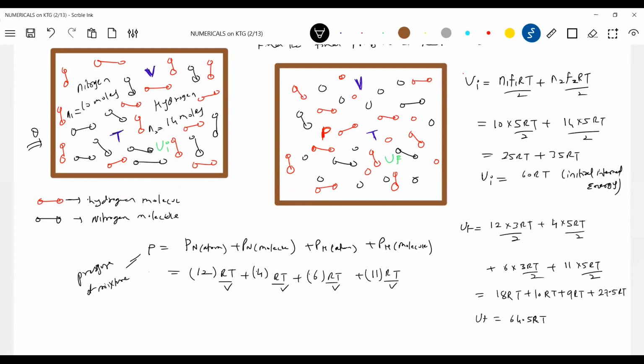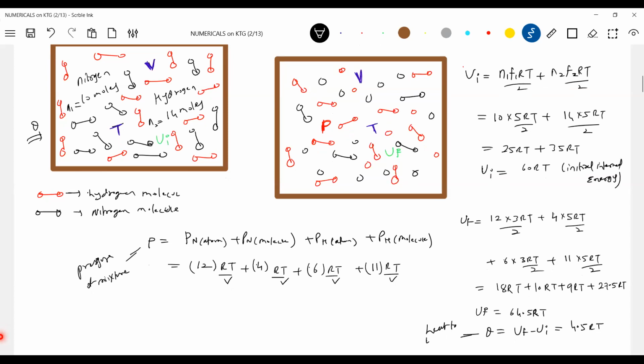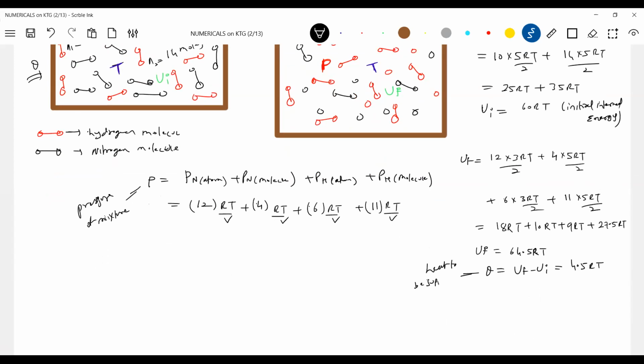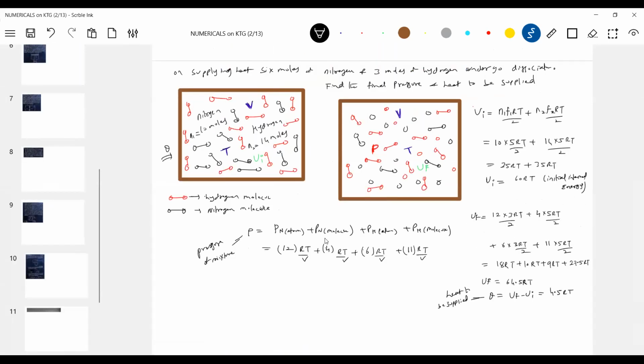The final energy got increased, no? So therefore, who should supply it? The external agent. So UF minus UI will be 4.5 RT, to be supplied. So somebody should supply it, otherwise it is not possible. On their own, they don't undergo dissociation. I don't know how you learned in chemistry, but in physics, we have enough ideas in front of us.